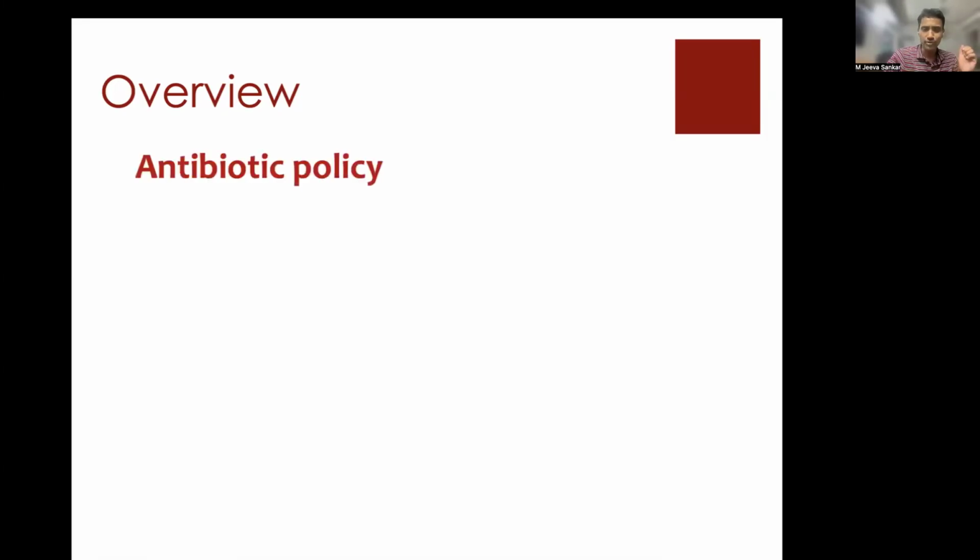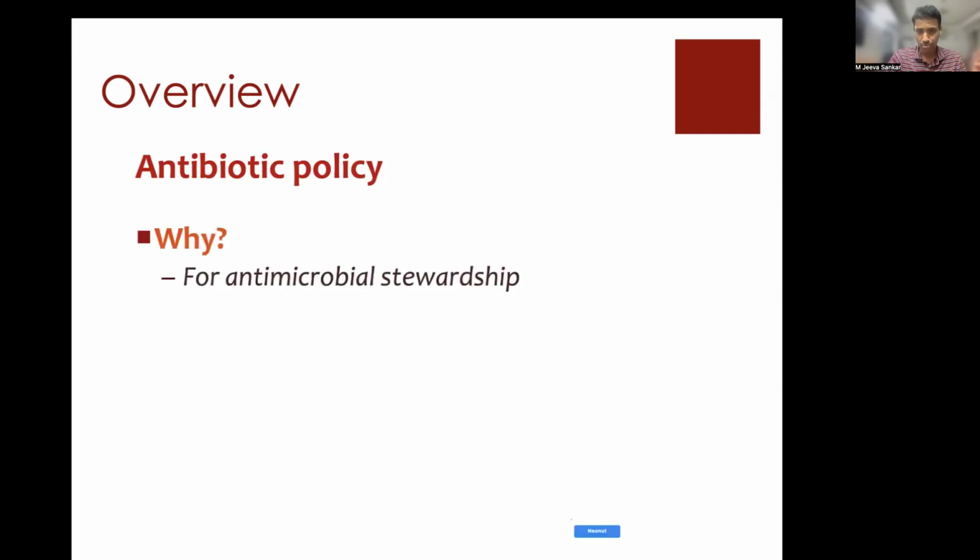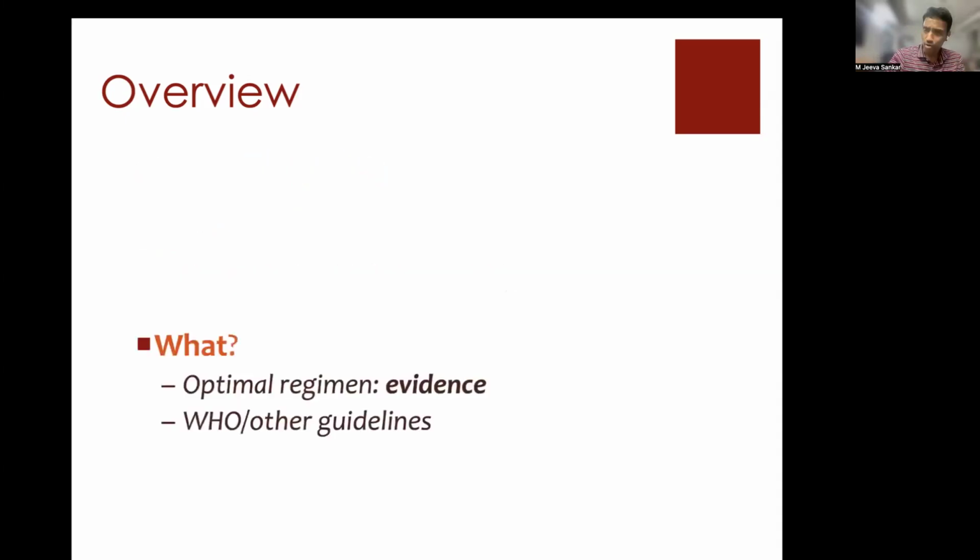So what I'm going to do is talk about how to frame an antibiotic policy. For that, we'll try to answer these questions. First, why we need an antibiotic policy, which is important for my next talk on antimicrobial stewardship. And what is an antibiotic policy? What should the actual policy be? How to decide the optimal regimen for a particular unit? And what is the evidence?